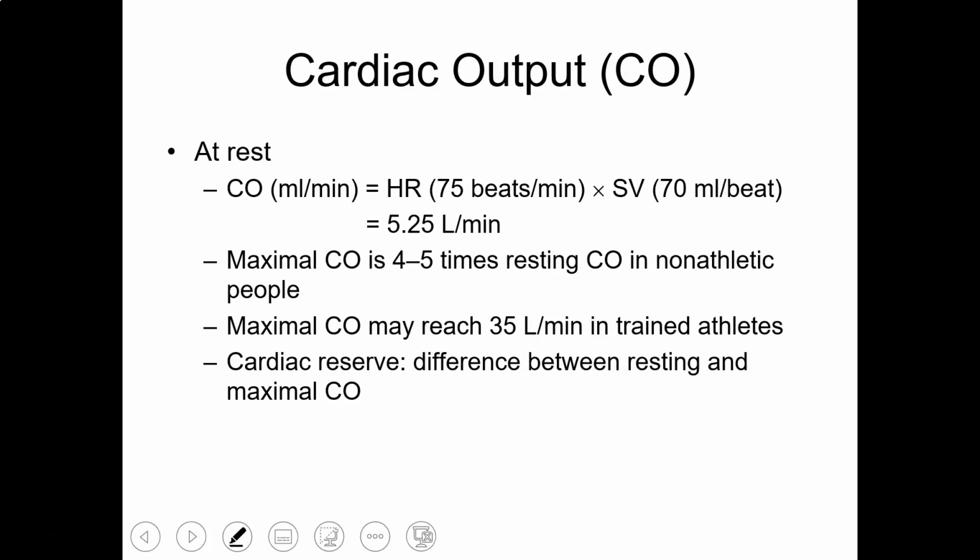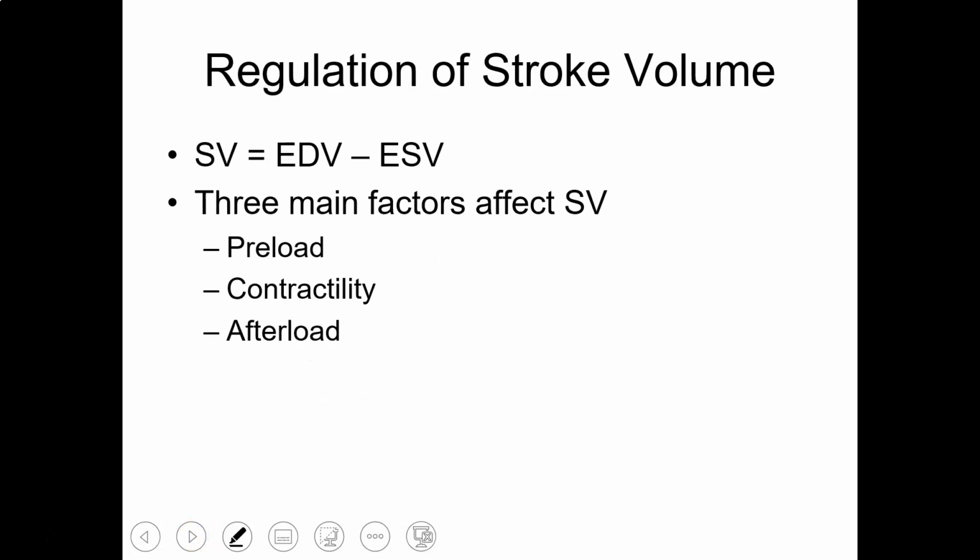Your maximum cardiac output, if you're not an athlete, is like 5 times that. If you're an athlete, maybe it's like 7 times that. The cardiac reserve is the difference between those two things. Stroke volume is important. And there are three things that affect stroke volume: preload, contractility, and afterload.